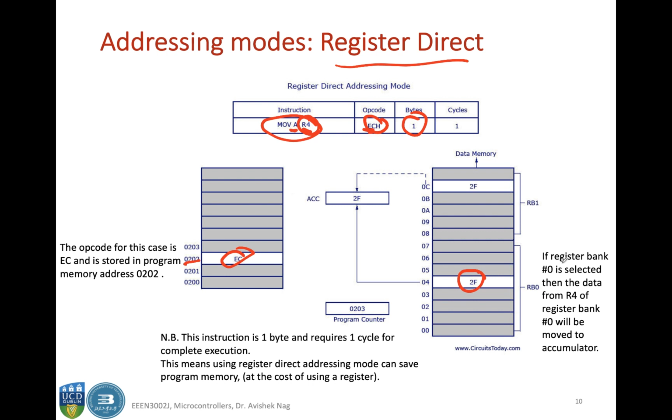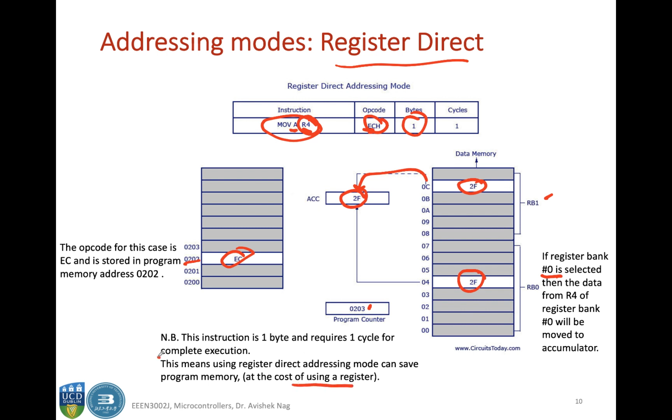R4. So let's imagine that the register bank 0 is selected. Then the data from R4 of register bank 0 will be moved to the accumulator, and that data is 2F, so that is moved here in the accumulator. If register bank 1 is selected, let's say, then the data from register 4 of register bank 1 will be moved to the accumulator. And the program counter will increment 1 byte because it's a 1 byte instruction. So this means using register direct addressing mode can save program memory at the cost of using a register.